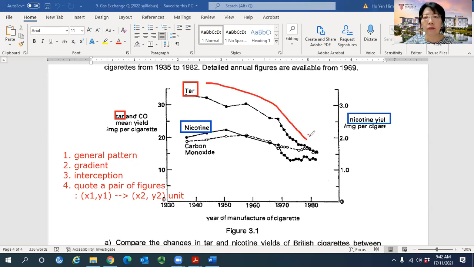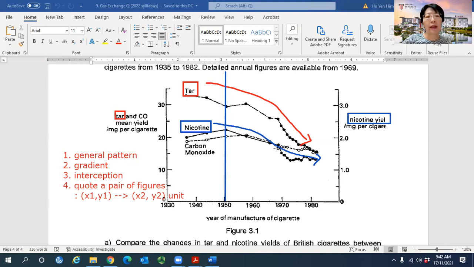Tar is going down. Okay, and nicotine is also going down overall. Let me see. Yes, it actually goes down because we need to start from 1950. Starting from 1950, overall going down. But if you look at the tar, it actually goes up, down, and then slightly down. So generally it is going down. Generally for both of them, it is going down. So this is the first statement.